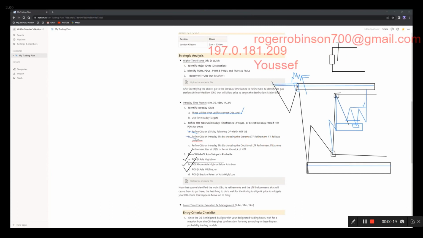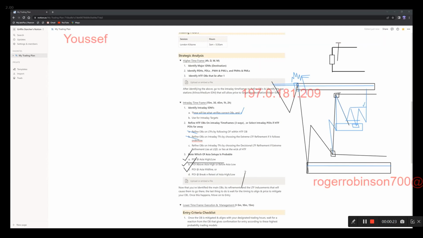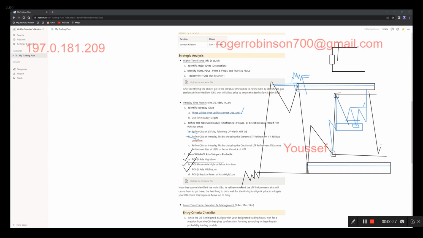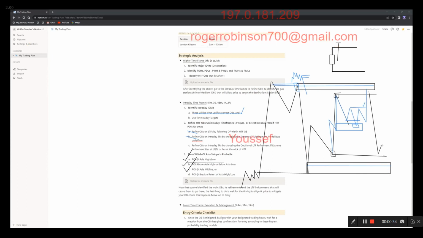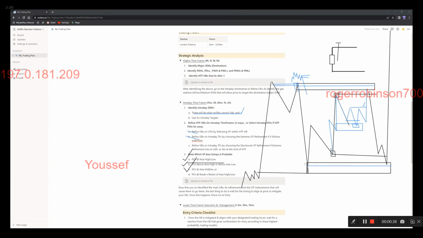The third way to refine it is you're going to choose a decisional refinement. Let's say maybe over to the left, we have something that looks like, I don't know, maybe something like this. Well, we can reason that if price comes all the way down here, is this going to hold most likely? No. So if the extreme refinement is lying at liquidity, well, then that tells us that we want the decisional refinement to happen because we just want a quick wick down and then price to go all the way higher. So does that make sense? That's how you choose your decisional versus your extreme refinement for refining your order blocks.